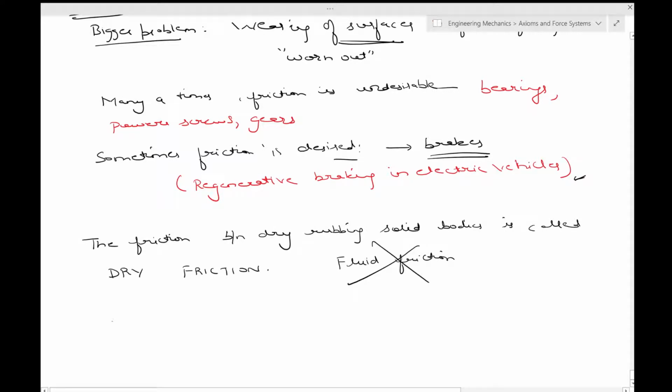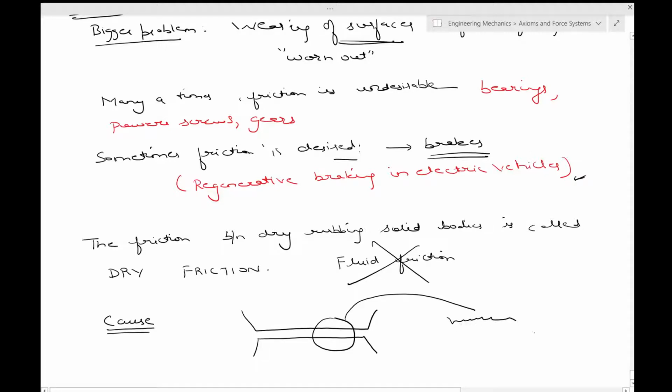Now, what is the cause of dry friction? Say any two surfaces which look like this, if you really focus using a microscope, it will look like this. So let me show that over here.